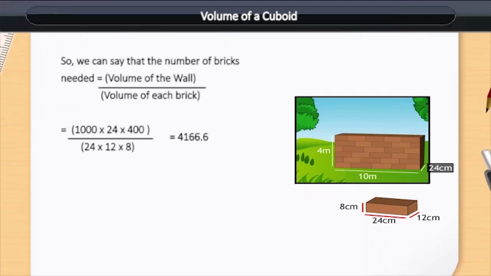So we can say that the number of bricks needed is equal to volume of the wall divided by volume of each brick, which is equal to 1000 multiplied by 24 multiplied by 400 divided by 24 multiplied by 12 multiplied by 8, which is equal to 4166.6.